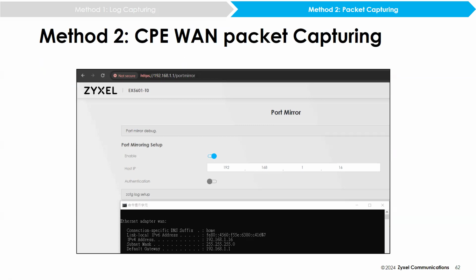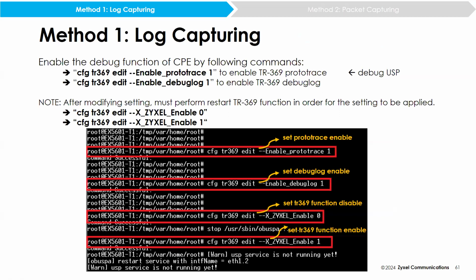Sorry, can you please go to the previous slide? Oh, the page is the same one at the beginning. So first I need to execute the top two, and then I need to execute the bottom two commands, right? Yeah. After you apply the setting to your CPE, you need to restart the TR369 function. Then it will make these two functions work on your devices.